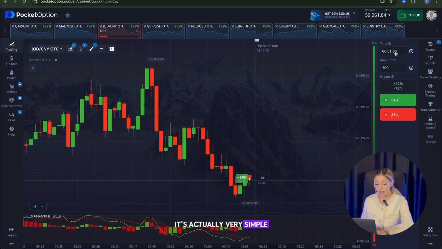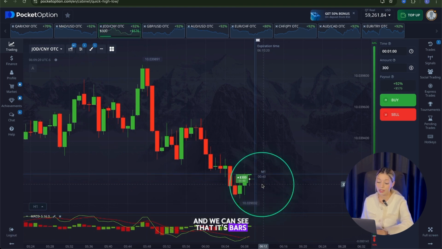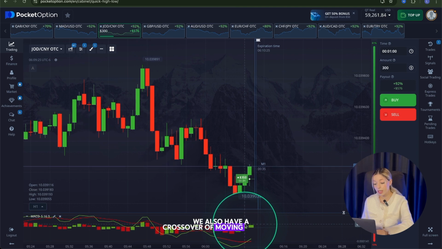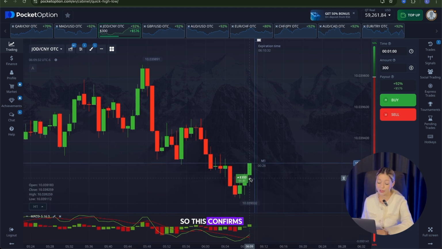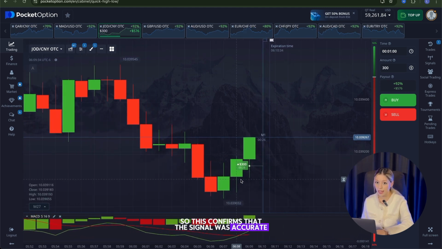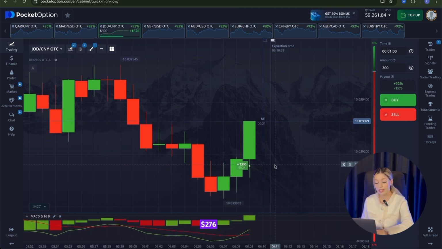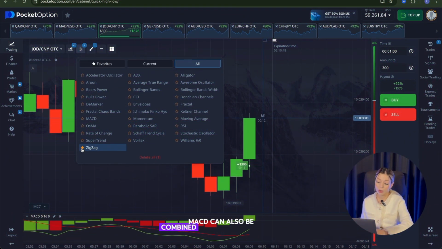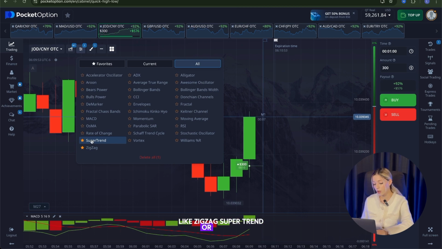It's actually very simple. As I said, MACD is a multi-tool, and we can see that its bars indicate an upward trend. We also have a crossover of moving averages, and the price is already moving up on the chart. So this confirms that the signal was accurate, and in this moment we will be securing our $276 profit. MACD can also be combined with trend indicators like zigzag, super trend, or vortex.